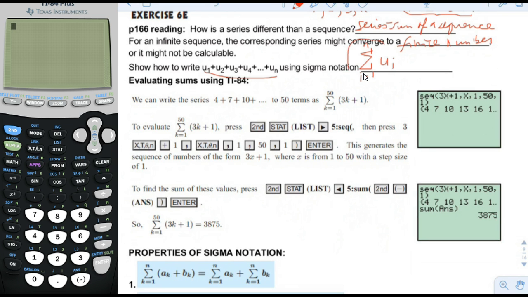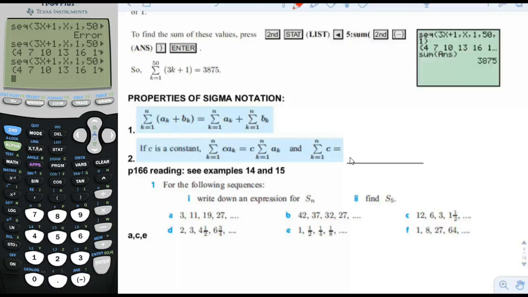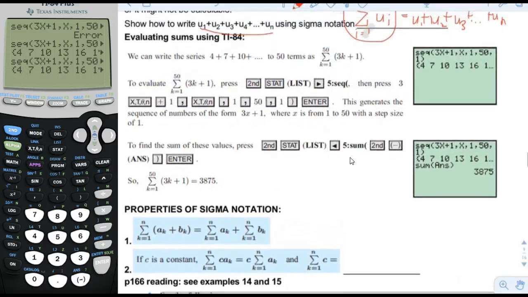Basically what that means is, first you're going to look at u1, then you're going to take the next one, u2, then u3, and it's going to go on until the last index, which would be un. And then you're going to have plus between all of those because this is a summation. So this is the notation used: sigma, i equals 1 to n, of u of i. I will show you how to use the TI-84 to do these during the examples.